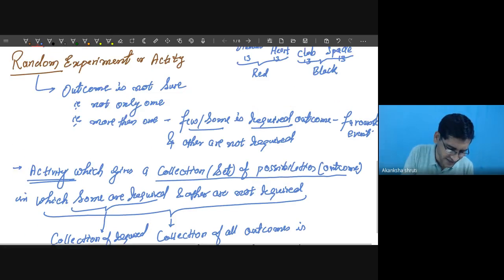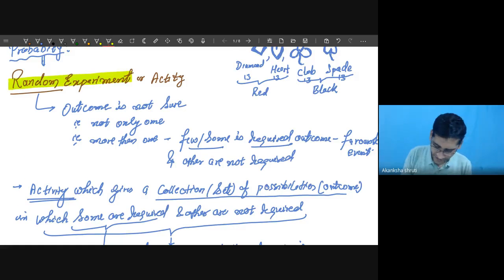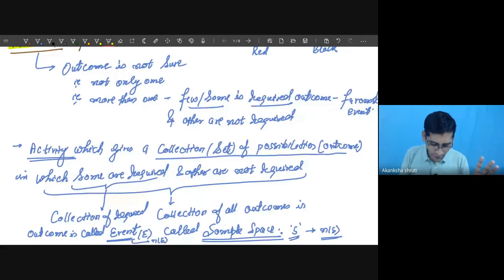So students, understand this. A random experiment simply means all possible outcomes where the outcome cannot be predicted. It gives the required and not required outcomes. The collection of these two gives the sample space denoted by S, and their total number can be counted. And wherever we are concentrating on the required ones, it will give us the event. Get it?